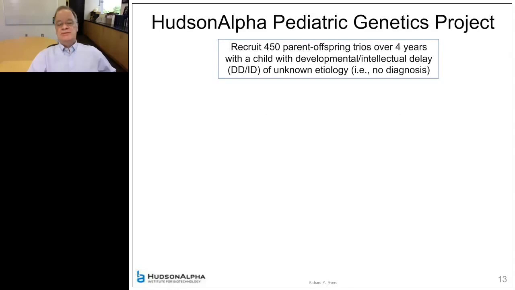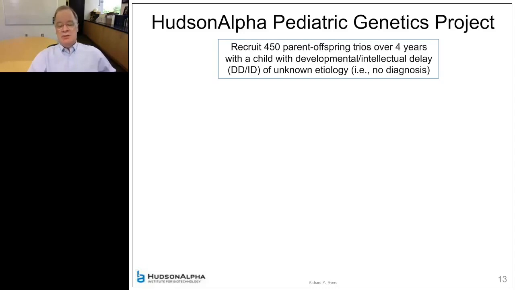So we started this project less than 2 years ago. We're calling it the HudsonAlpha Pediatric Genetics Project. It's to recruit 450 children who have these disorders that are not Down syndrome, Rett syndrome, Fragile X syndrome, or other ones for which we know the causes. These are the unexplained ones that do not have a diagnosis. We're also recruiting both parents, and consented both parents.